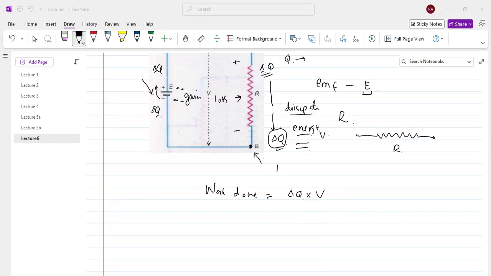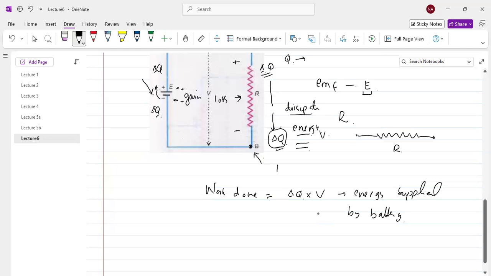This is the energy supplied by the battery.